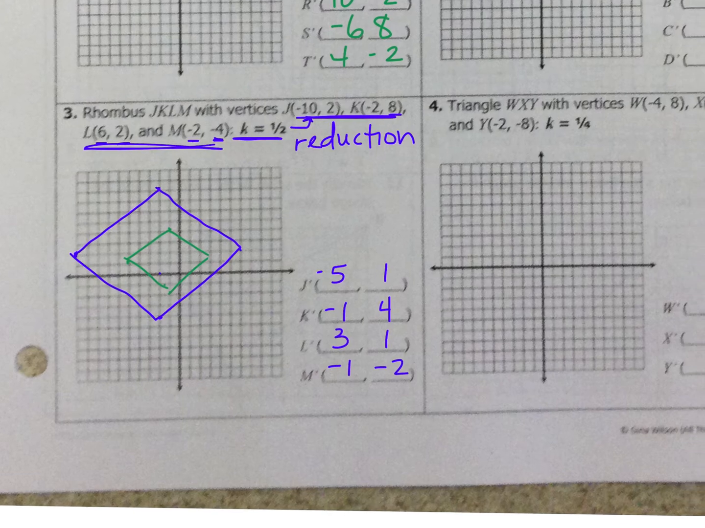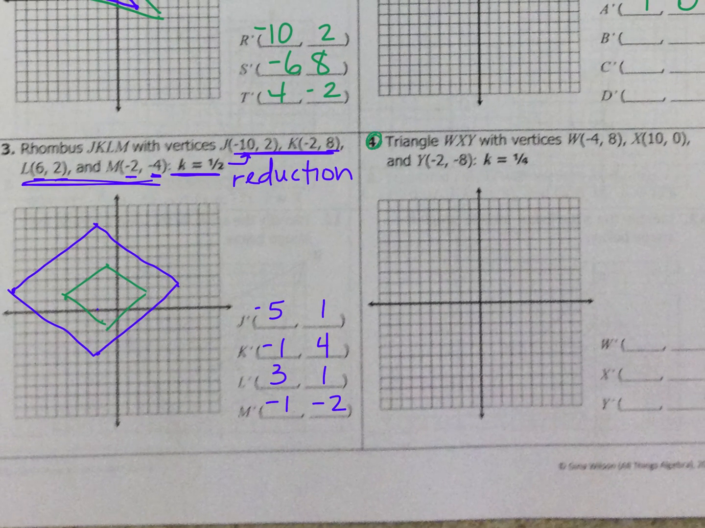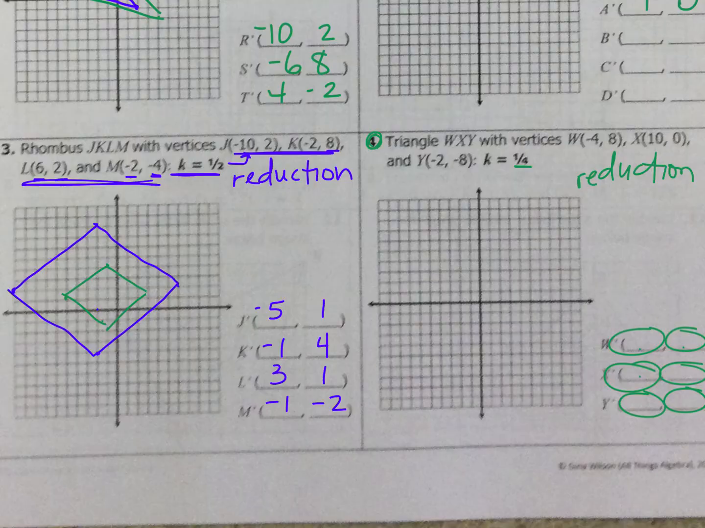I would like for you to do number 4. Graph your pre-image. And then you're going to have to multiply everything by 1/4 to get your new numbers down here, and then you need to graph your image. This one will also be a reduction because it's a 1/4. Flip over to the second page when you're done with that.